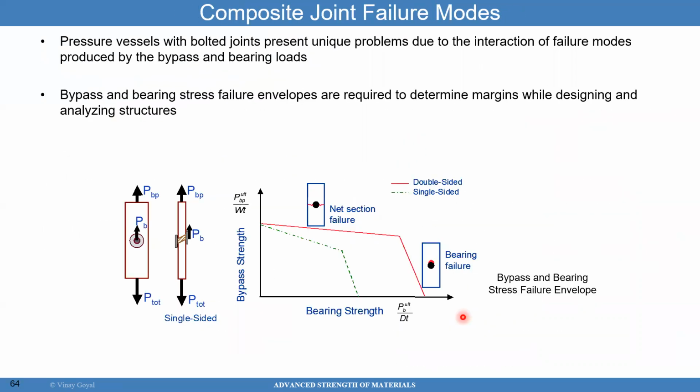Then you have bearing damage, and both bypass load and bearing damage can occur at the hole. And there are ways to analyze these things in real life. That's called the bypass strength and bearing strength curve, and those curves can be used in the design process.